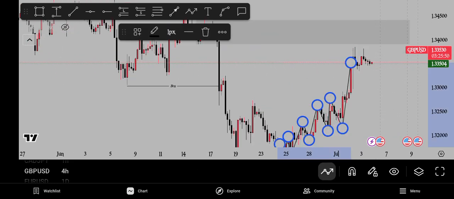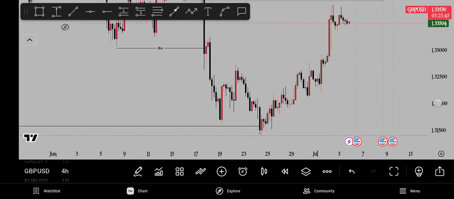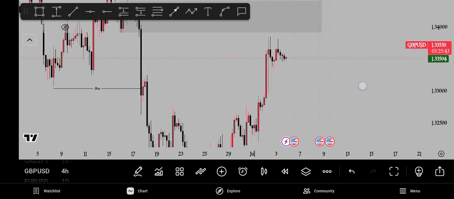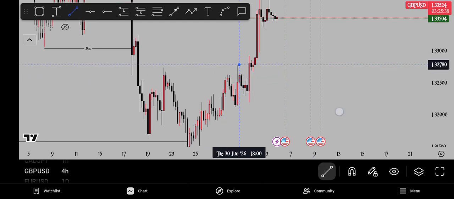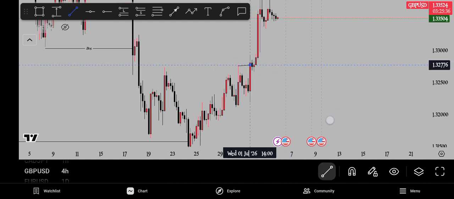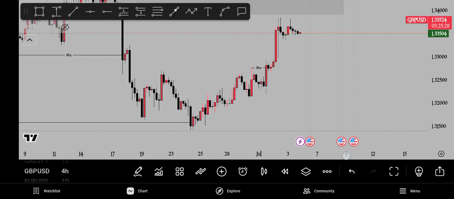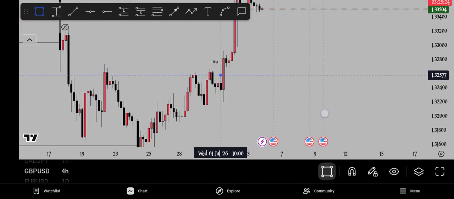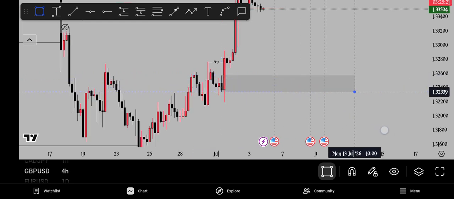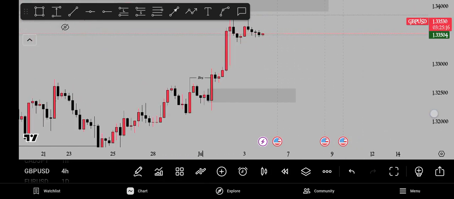So now we have this supply sitting above that we're waiting for. But currently now, since we are bullish, and here is where our most recent break of structure occurred. So now we have this demand to look out for.